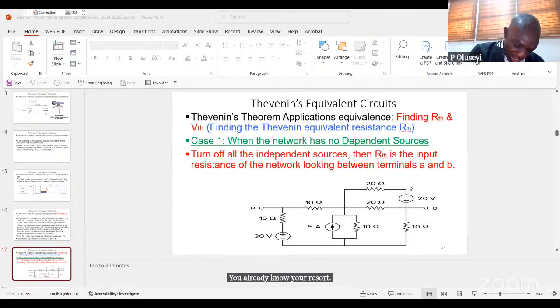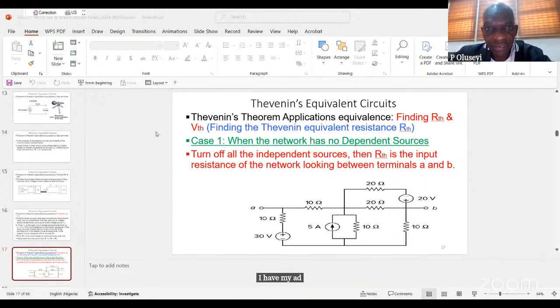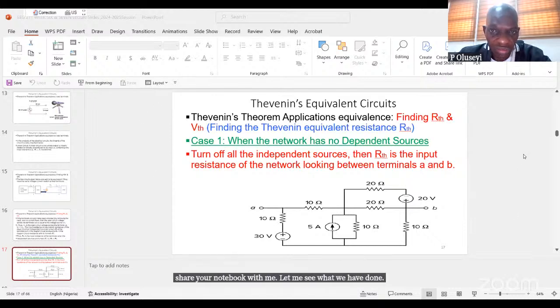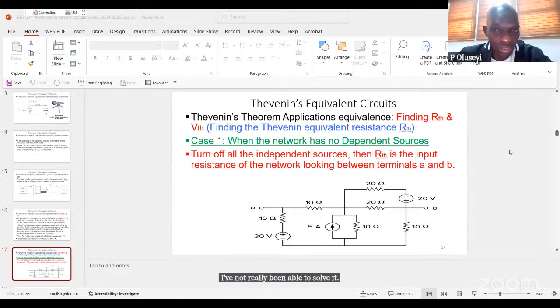All those I called, that there is no response, you should show the cause at the end of the whole thing. Don't come near my office because this thing is recorded, number one. Number two, I have my hard copy records here. Share your notebook with me. Let me see what you have done. I've not really been able to solve it. You know that these things are being recorded, so you are already knowing your results, each of you. No problem.